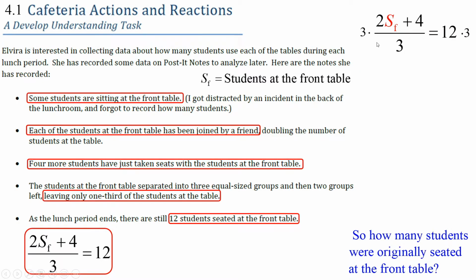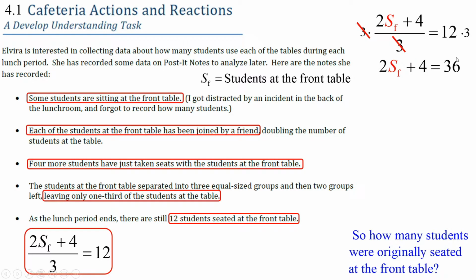Remember, you have to do the same thing on both sides. Now let's rewrite. And we multiplied to undo dividing by 3. So those factors just cancel now, leaving 2 times S sub f plus 4. And on the right, I have 12 times 3, which is 36. And now we have your typical 2-step equation right here.